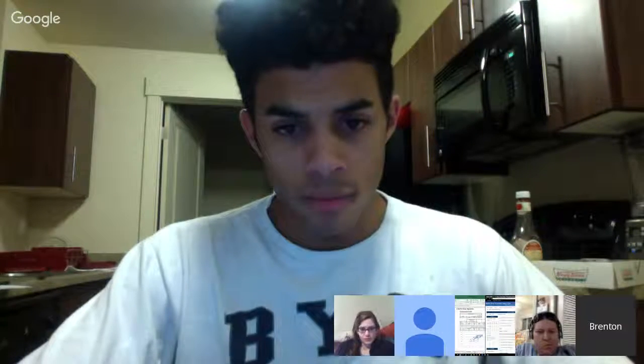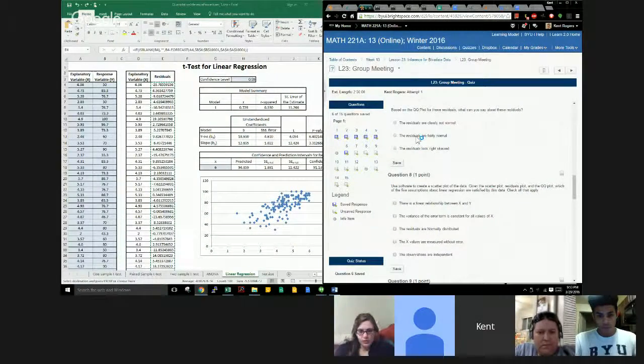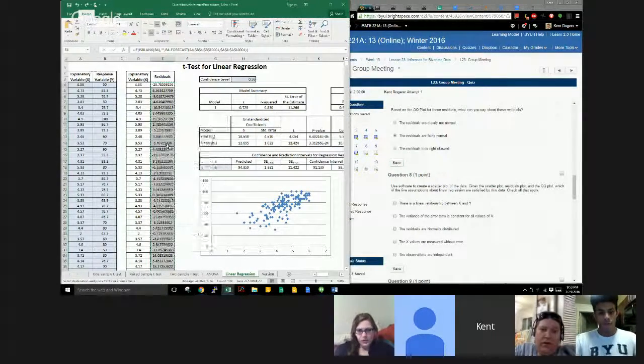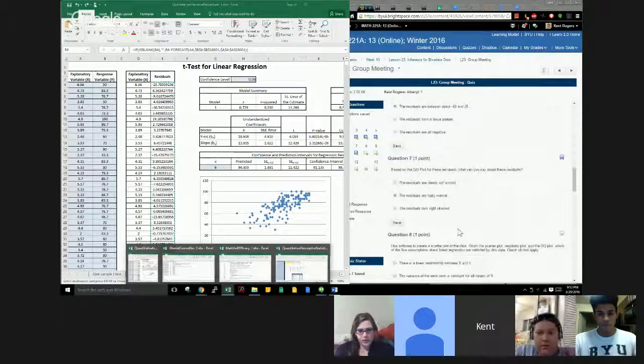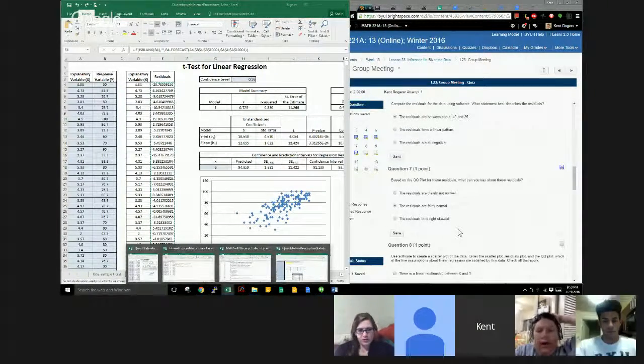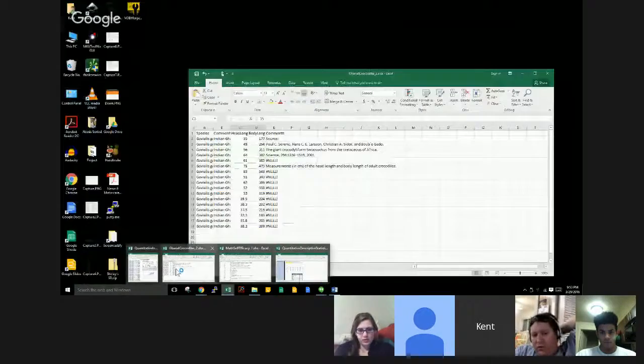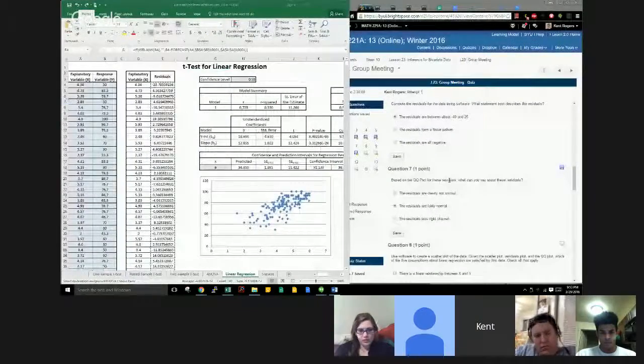Based on the QQ plot of these residuals, what can you say about them? They look fairly normal. Is that what you were saying? Yeah. On number 6, we decided they weren't in a linear pattern. Right. They're not linear, but they are normally distributed. When you do a scatter plot on the residuals, it's just scattered, which means it's normal, but it doesn't mean that it's a linear pattern.